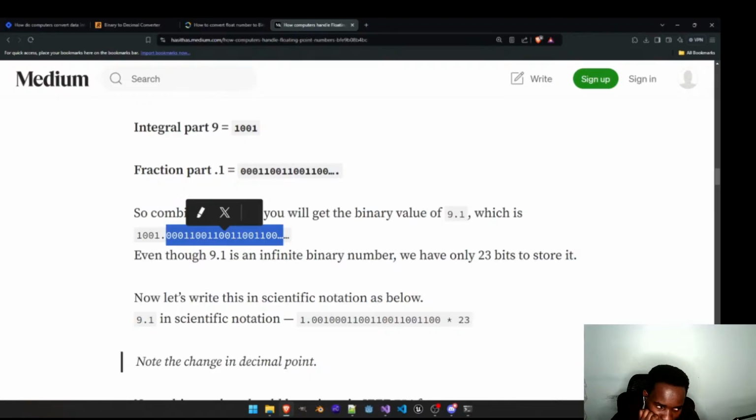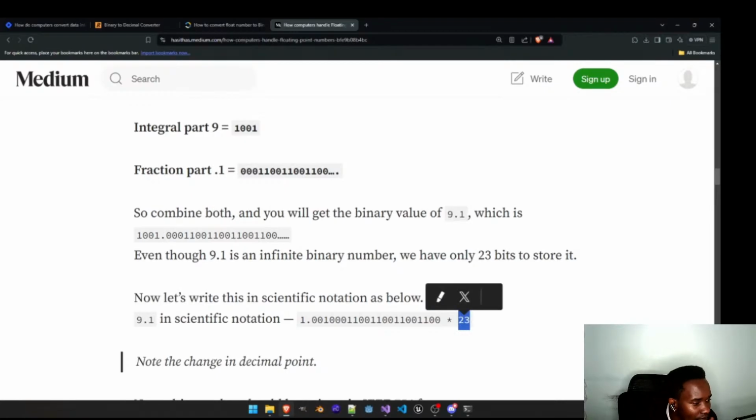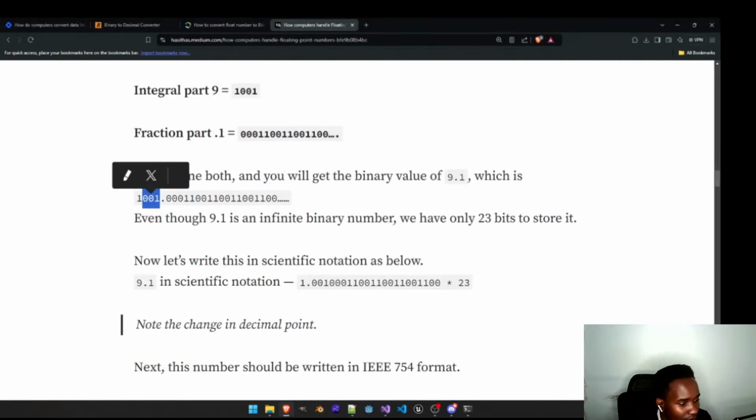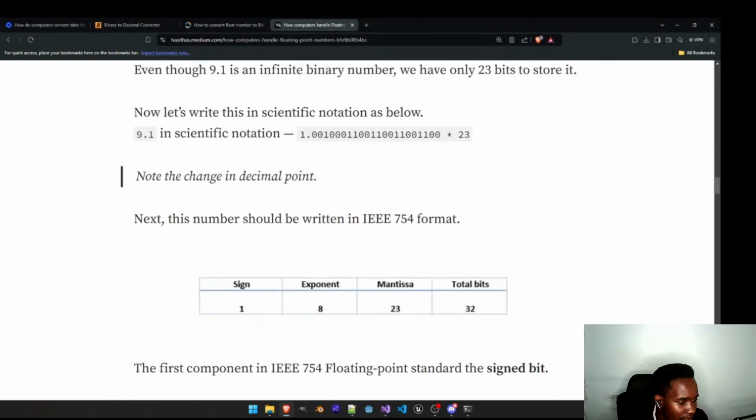Now let's write this in scientific notation as below. So for 9.1, I believe this should be 2 to the power 3, with 2 as the base. Because it will make sense, you see we have 3 here, so maybe the site didn't capture that correctly.